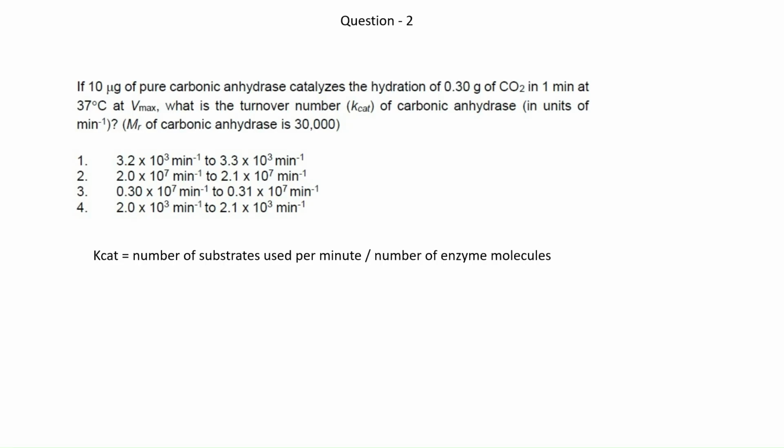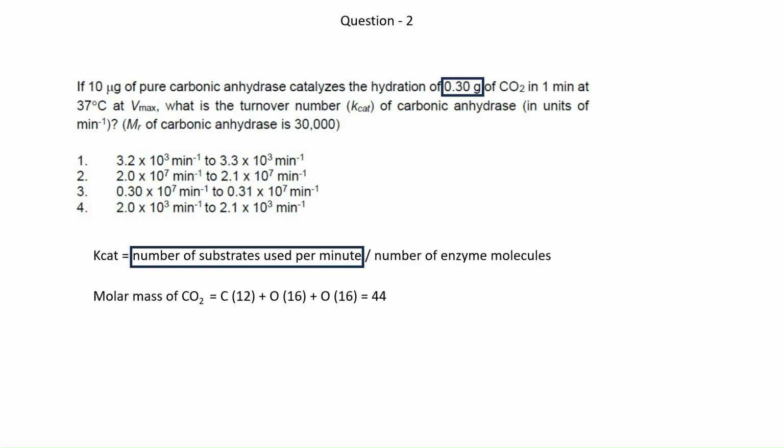So first, as per the definition, kcat, that is the turnover number, is number of substrates utilized per minute divided by number of enzyme molecules. So to get the number of substrate molecules utilized per minute, we have one number that is here, 0.3 grams of CO2. And to calculate the number of molecules of CO2 present in 0.3 grams, we'll need the molar mass of CO2, which is 44. So this will give the moles of CO2 to be 6.82 into 10 raised to minus 3 moles.